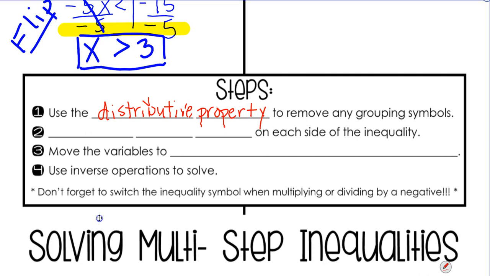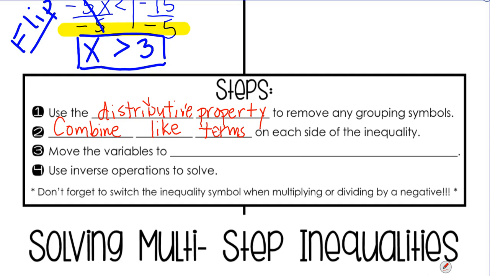Okay, our second step is to blank, blank, blank. What do you think goes there? What do we do after we get rid of the parentheses? Lana? Combine like terms. Very good. So the second step is to combine like terms if you have them. And you do that on each side of the inequality. Sometimes you have them on both sides. The examples we looked at so far are only on one side.